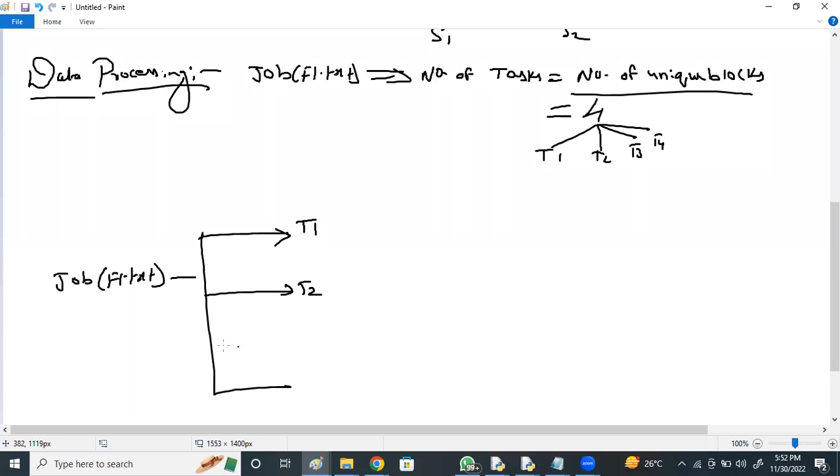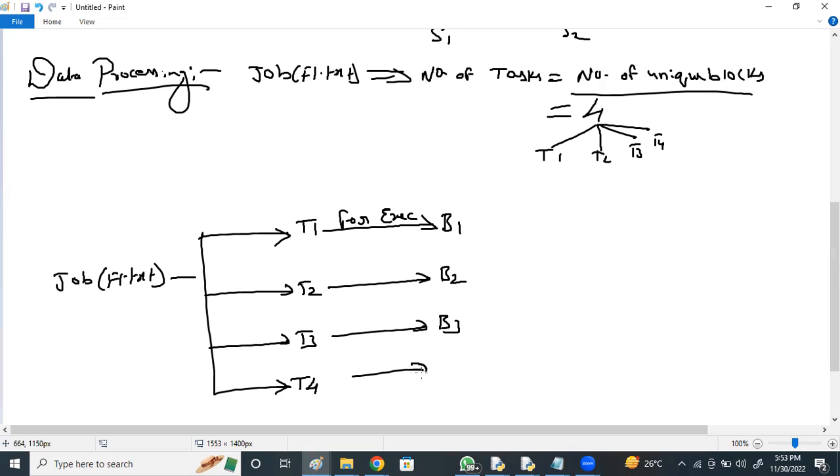T1, T2, T3, and T4. T1 is for executing what? B1. T2 is for executing B2. T3 for executing B3. T4 for executing B4. Now try to say, T1, who should execute?